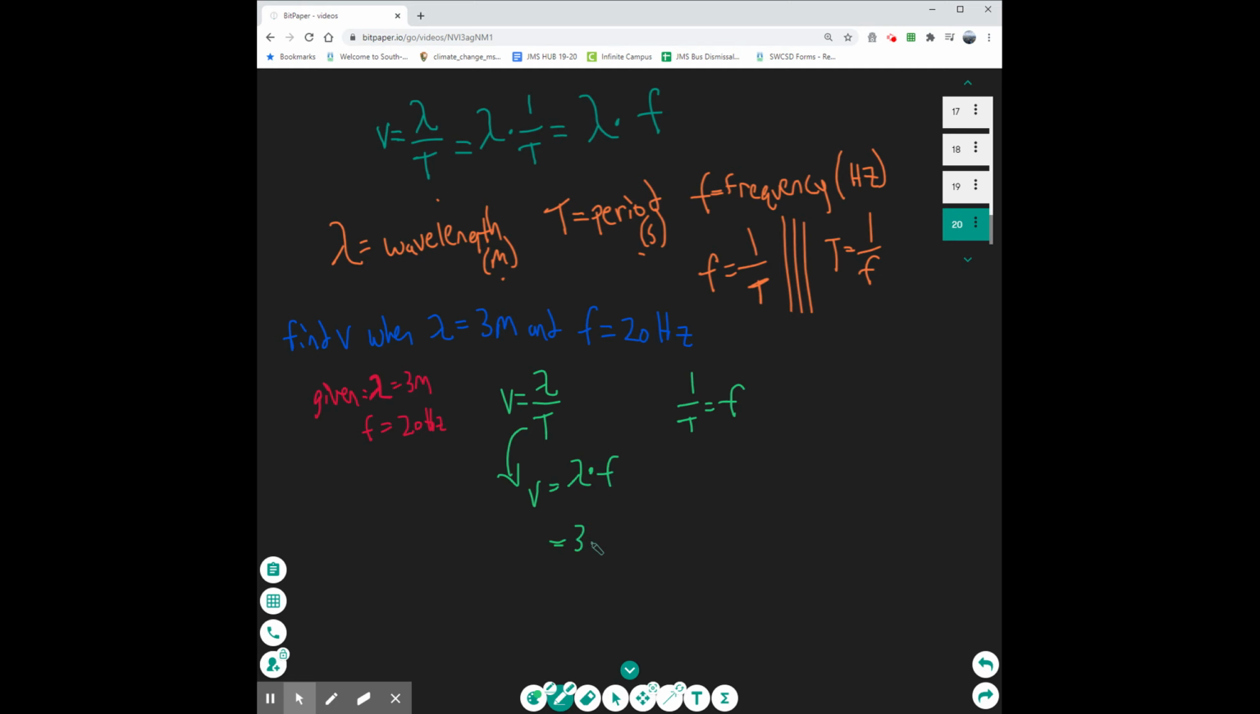Velocity is equal to 3 meters times 20 hertz. There we go. Okay. And then that's just 3 times 20, which is 60. And the units are technically meters times hertz, right? So a hertz must be a 1/s, right? It must be, right? Doesn't really matter. You can end up changing this into 60 meters per second, okay? Because we know that a hertz is a 1/s, basically.